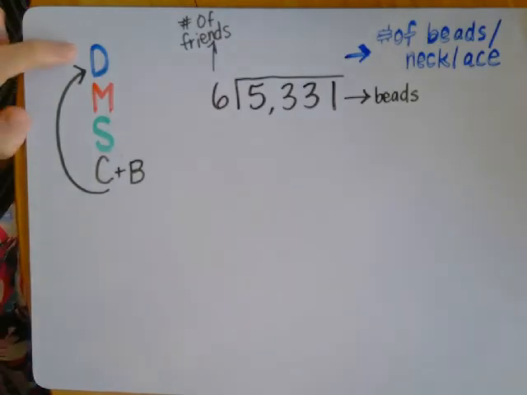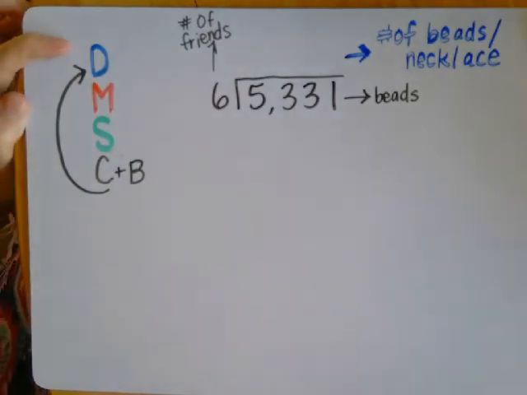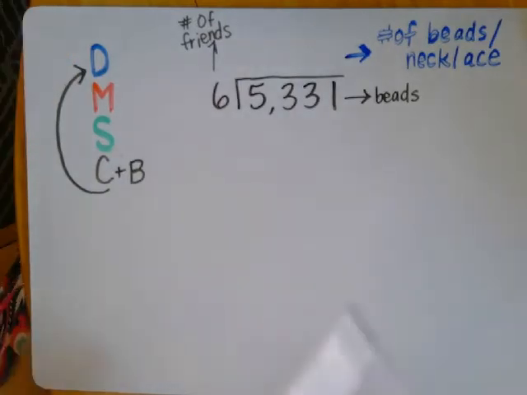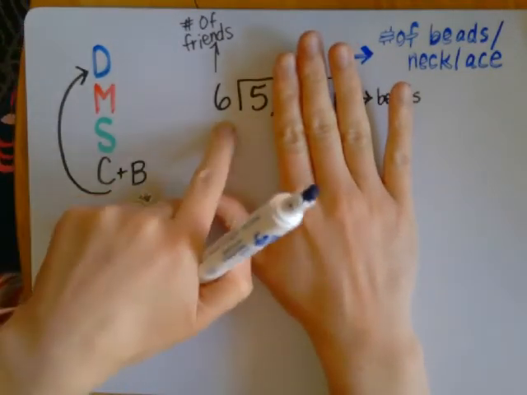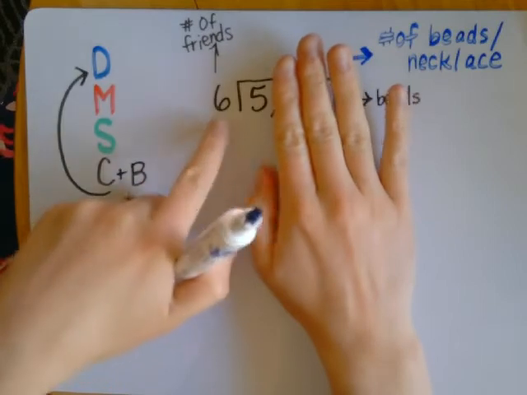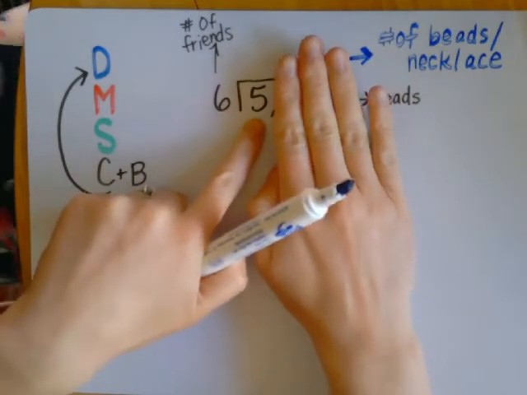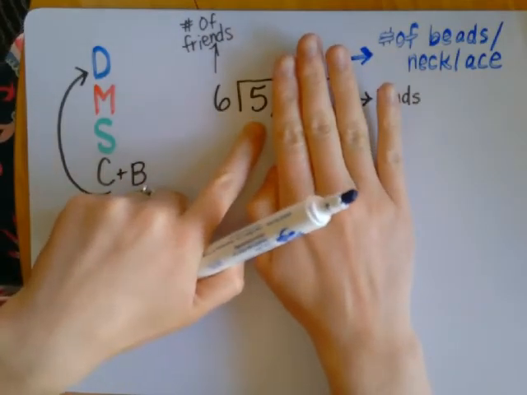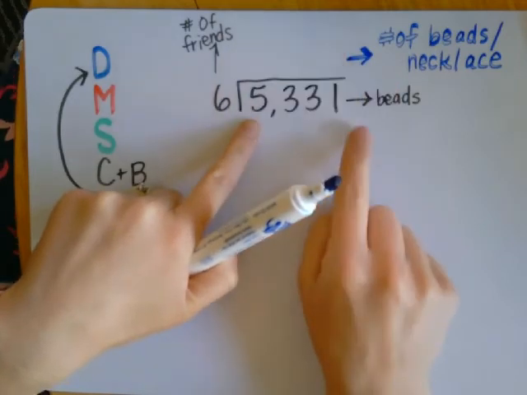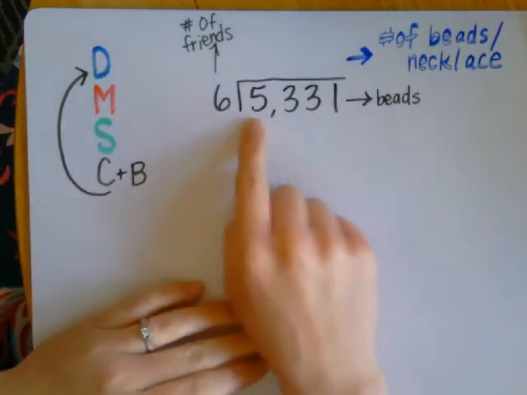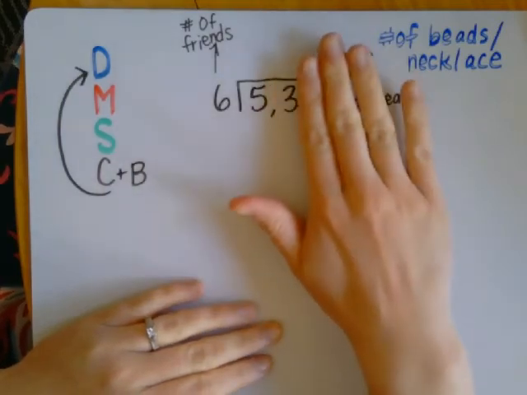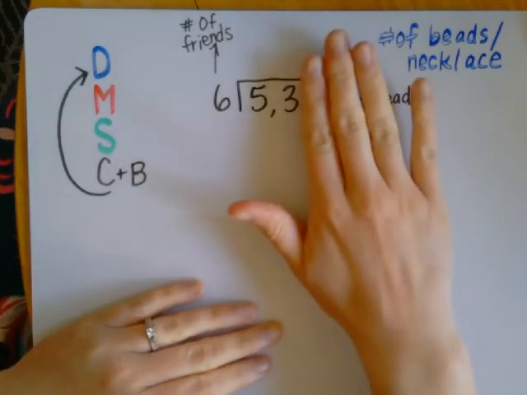So we always start in the same place. We are going to divide. If I start with the first number, 5 divided by 6, I need to know how many groups of 6 I can make out of 5. Well, if I only had 5 beads, I cannot make a group of 6 out of just 5 beads. So I have to go to the next number to help me out.